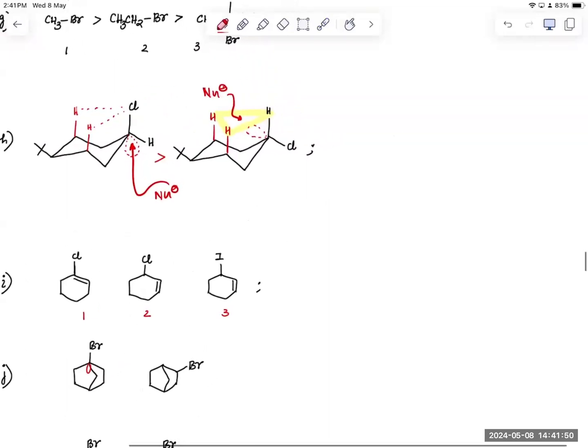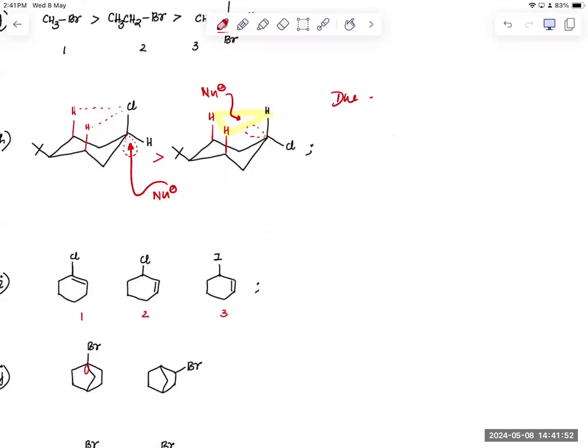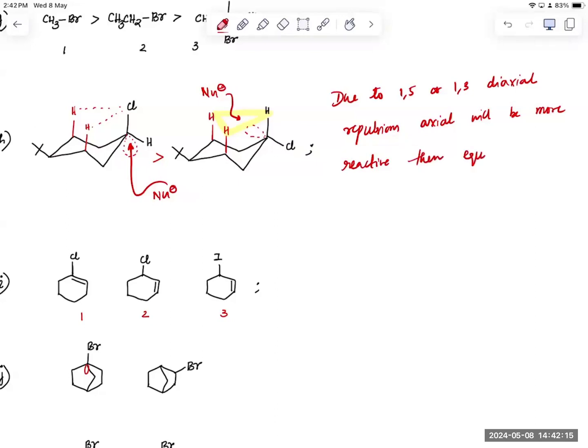Remember, due to 1,5 or 1,3 diaxial repulsions, axial will be more reactive than equatorial.